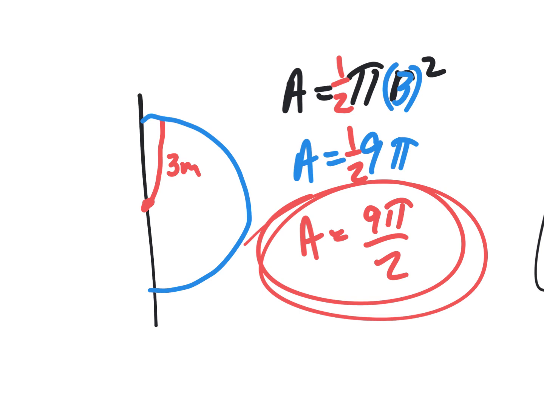Wait, why is it 1/2? Because it's half a circle. The dog can't run over here. Know what I mean? If it had been a full circle, it would have been pi r squared. But it's half of that. Glad you're asking.